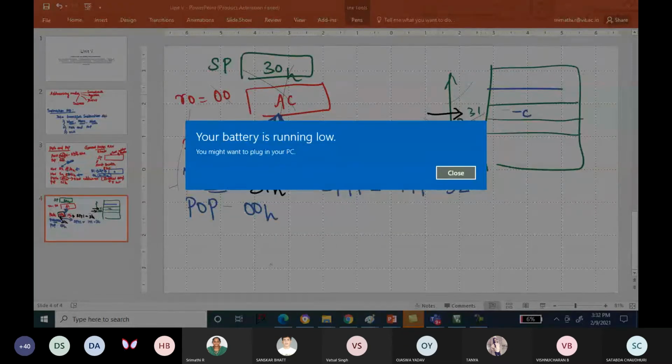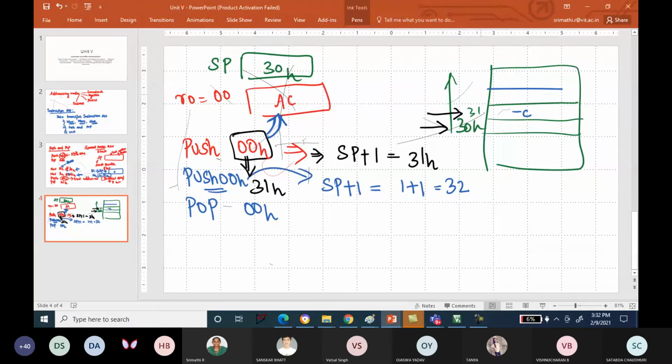So now your stack pointer will be pointing to 32. In 32, again what is given? Push 00H. So again in 32, what value will be there? AC, ma'am. AC again.